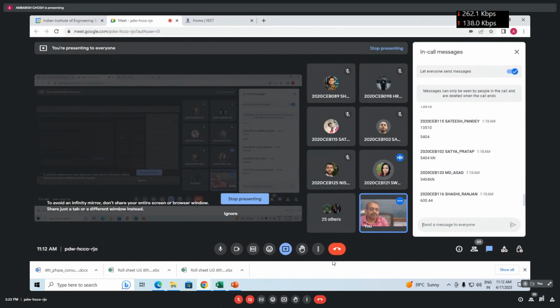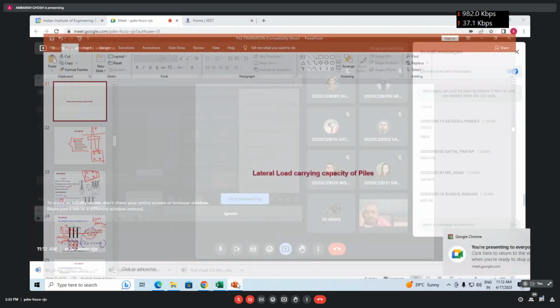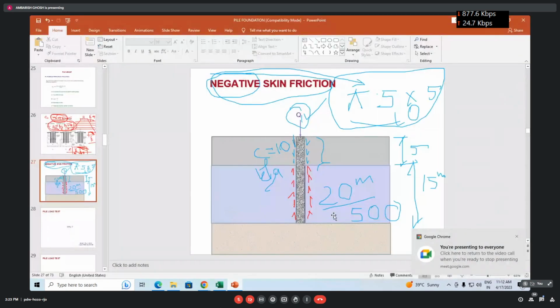Sir, can you please explain that part again? Which part? Whether the load capacity increases or decreases in the case of negative skin friction. Okay. Coming. This one.